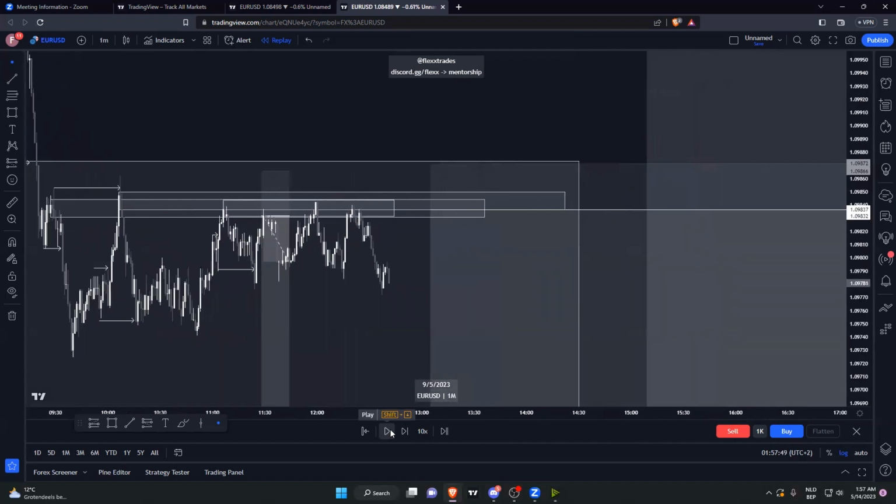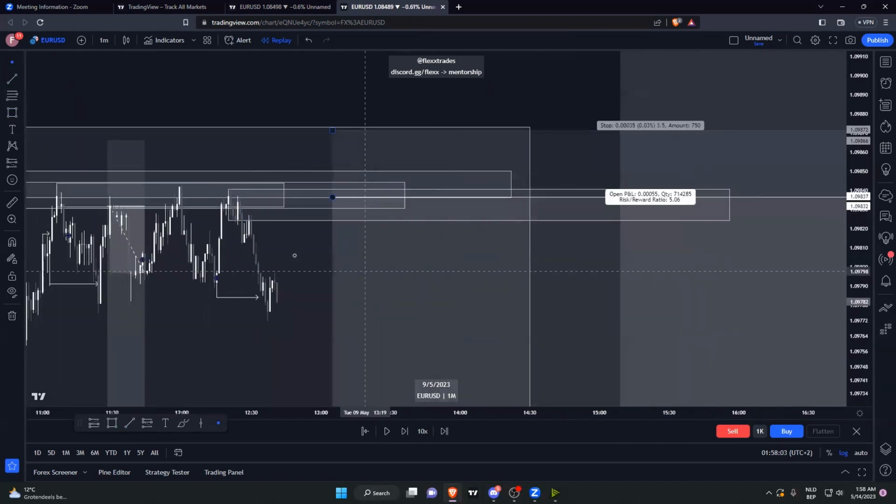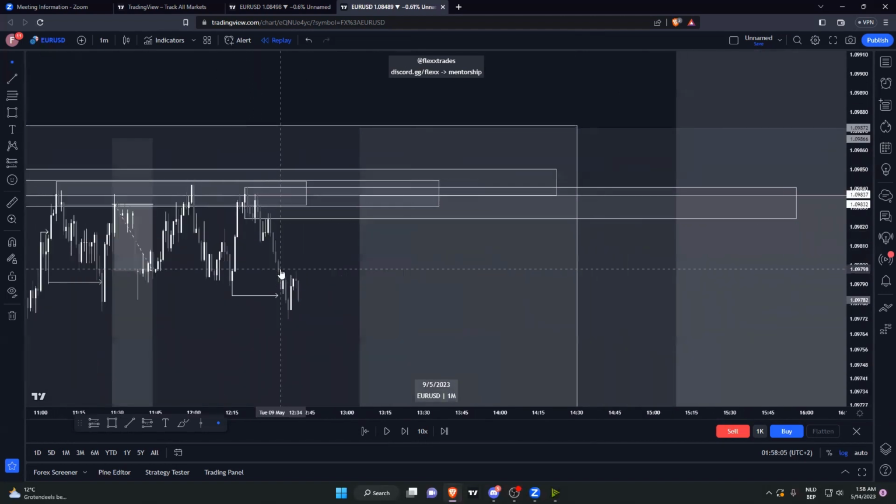Price comes back multiple times. There's your breakup structure. That's a small breakup structure. Now we could see price mitigate once again. So there's your third entry. And why do I see price coming back? Because we went multiple times into the mitigation.